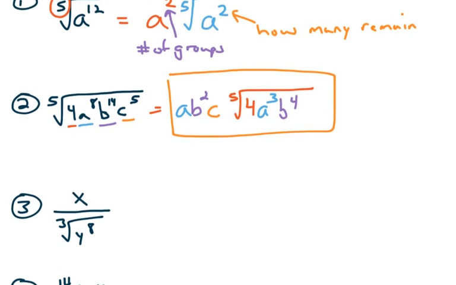Okay, so number 3. x over the cube root of y to the 8th. Now, this is one we got to kind of think ahead. So we know we need groups of 3 for the bottom, and I've got 8, which is not divisible by 3. It doesn't give us a whole group of numbers, or it leaves us with some underneath. So what I would recommend doing, if you have a situation like that, is to multiply by something so that we can get a whole group of 3 or an even number of groups of 3 to come out of this.